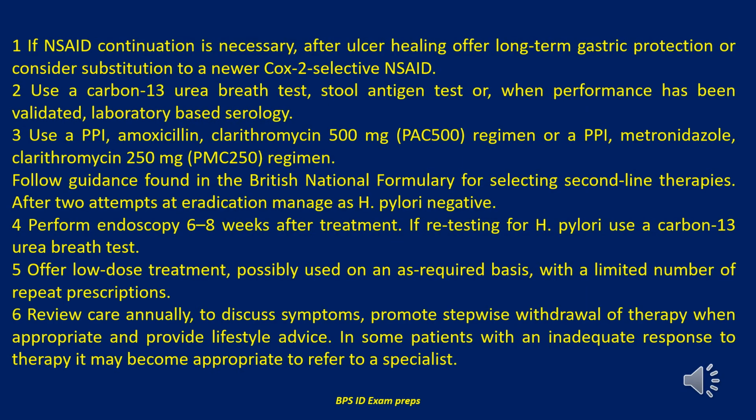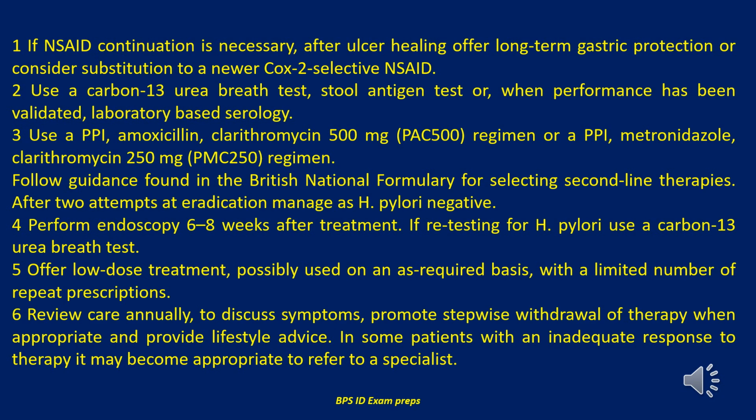1. If NSAID continuation is necessary, after ulcer healing, offer long-term gastric protection or consider substitution to a newer COX-2 selective NSAID. 2. Use a carbon-13 urea breath test, stool antigen test or, when performance has been validated, laboratory-based serology. 3. Use a PPI, amoxicillin, clarithromycin 500 mg, abbreviated as PAC 500, regimen or a PPI, metronidazole, clarithromycin 250 mg, abbreviated as PMC 250, regimen.